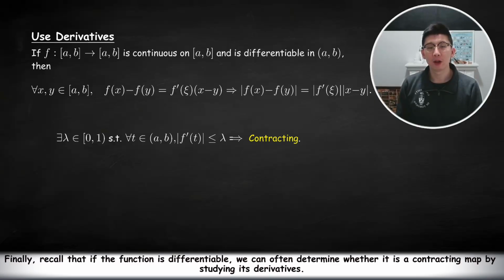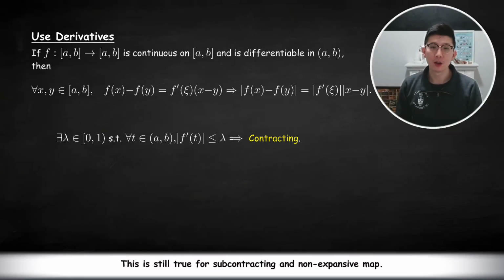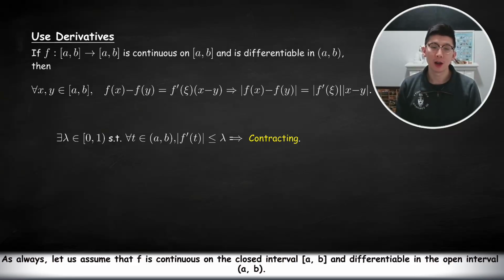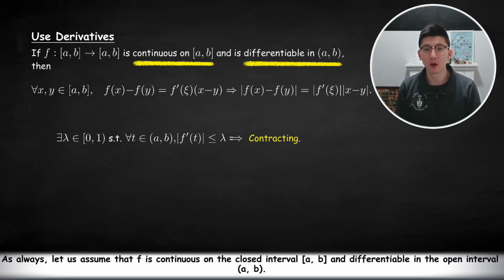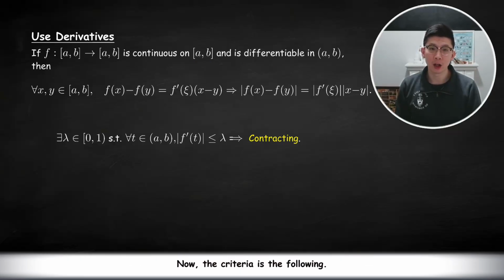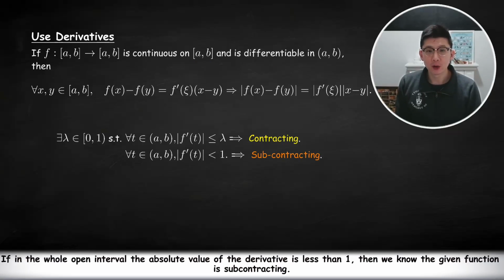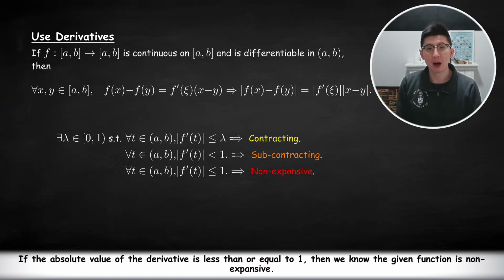Finally, recall that if the function is differentiable, we can often determine whether it is a contracting map by studying its derivatives. This is still true for subcontracting and non-expansive map. As always, let us assume that f is continuous in the closed interval AB and differentiable in the open interval AB. Now, the criteria is the following. If in the whole open interval the absolute value of the derivative is less than 1, then we know the given function is subcontracting. If the absolute value of the derivative is less than or equal to 1, then we know the given function is non-expansive.